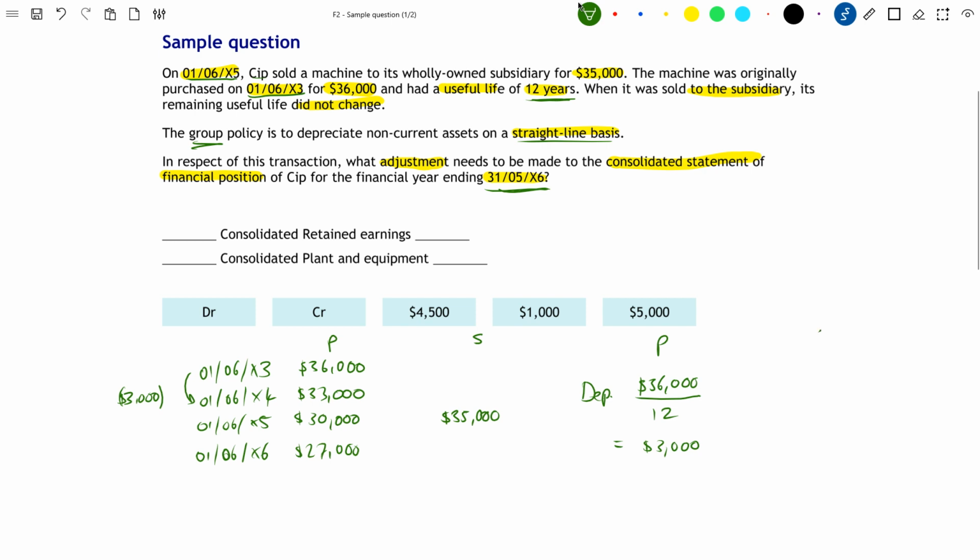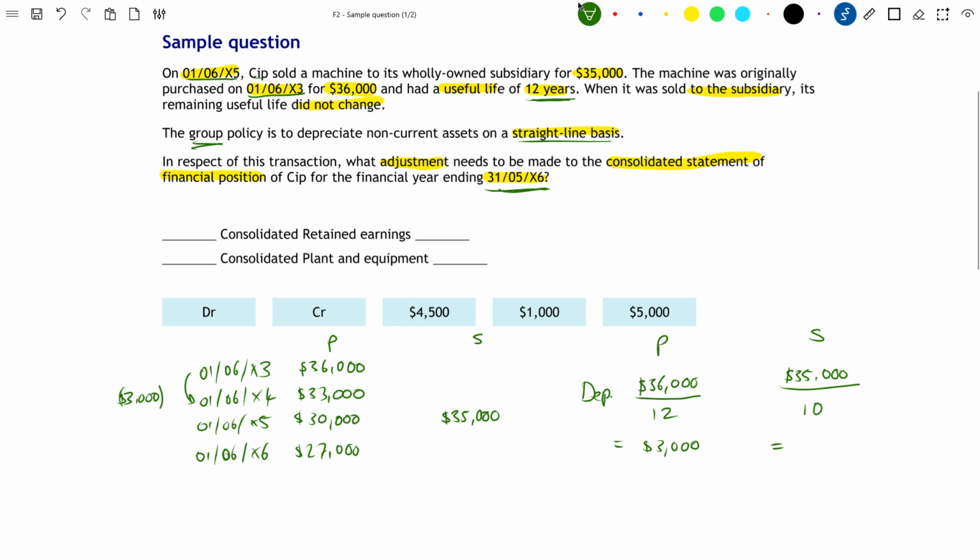And so if we want to calculate the depreciation that S is going to pay, it's going to be 35,000, which is how much they paid for it, the historic cost, no residual value, divided by the remaining useful life. What's the remaining useful life? Well, it was 12 when it was first purchased by P in X3. It is now X5, and we've had 2 years of depreciation. So of the 12 years in total, 2 of them are gone, which mean 10 are left. So the depreciation for S is $35,000 divided by 10 remaining years of useful life.